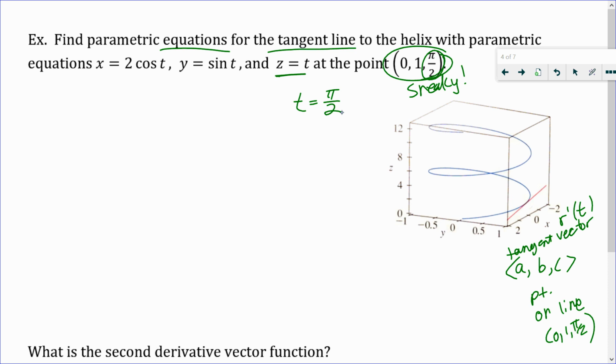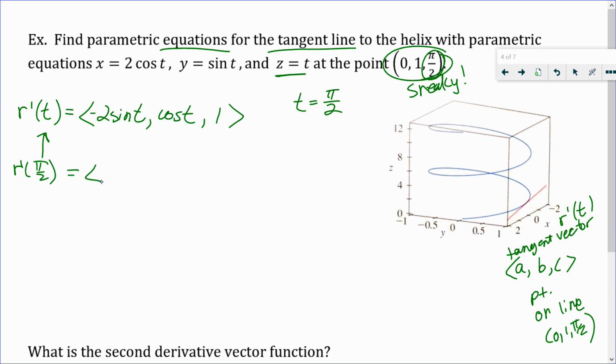All right, so here we go. So I need my r prime of t. I'm just finding the derivative. So what's the derivative of 2 cosine? Negative 2 sine, right? What's the derivative of sine? Cosine. And the derivative of t is just 1. All right, so now I need to plug in pi over 2. So r prime of pi over 2. What's the coordinate on the unit circle at pi over 2? 0, 1. So the cosine is 0, the sine is 1. So sine is 1, so that makes it negative 2. Cosine is 0, and then I have a 1 on the end.